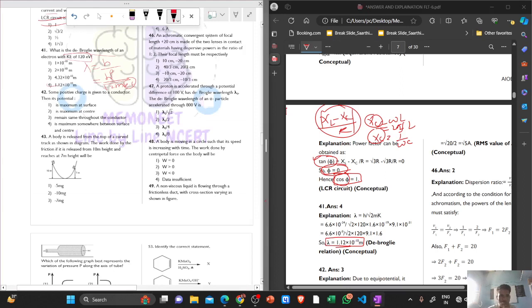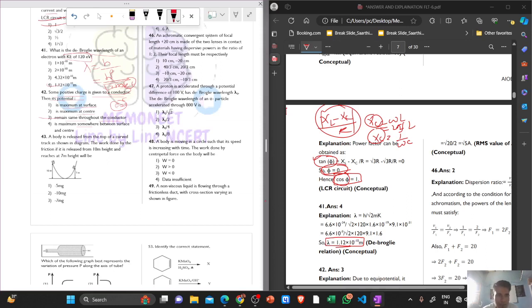Now moving to the next question. Some positive charge is given to a conductor, then its potential is maximum at the surface, maximum at the center, remains same throughout the conductor, or maximum. It will remain the same, you know. If it is a conductor, there is no electric field inside, so potential will be constant inside, and on the surface, potential will be the same as the inside. So throughout the conductor, the potential will be constant. So option third will be the correct answer.